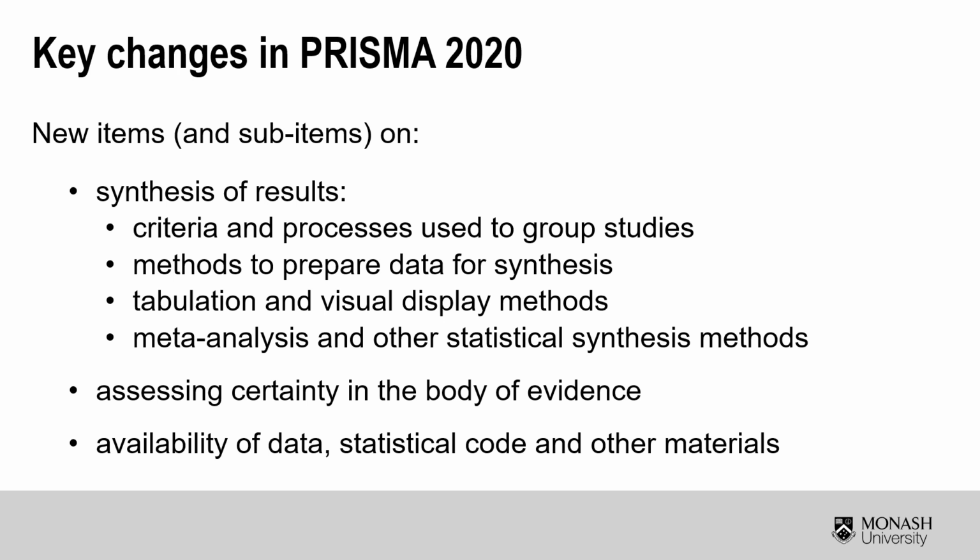We also have new items on methods for assessing certainty in the body of evidence and the results of those assessments. And finally, I ask people to indicate whether they've made their data files, analytic code and any other materials, such as a list of citations that were screened, publicly available so that others are able to reuse all that information if they were to update the review in future.